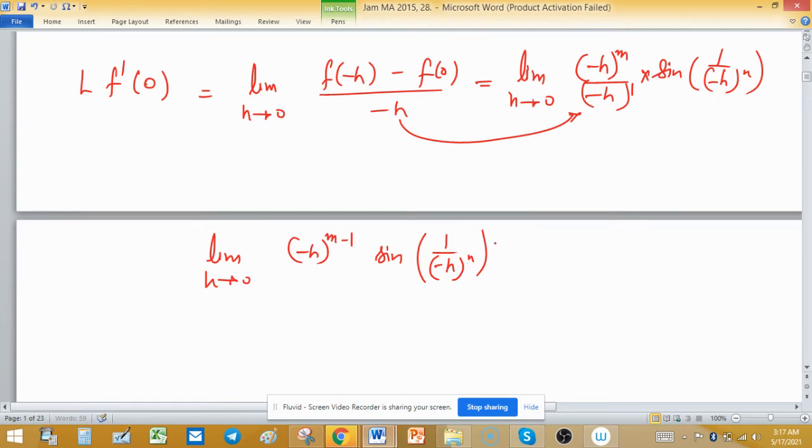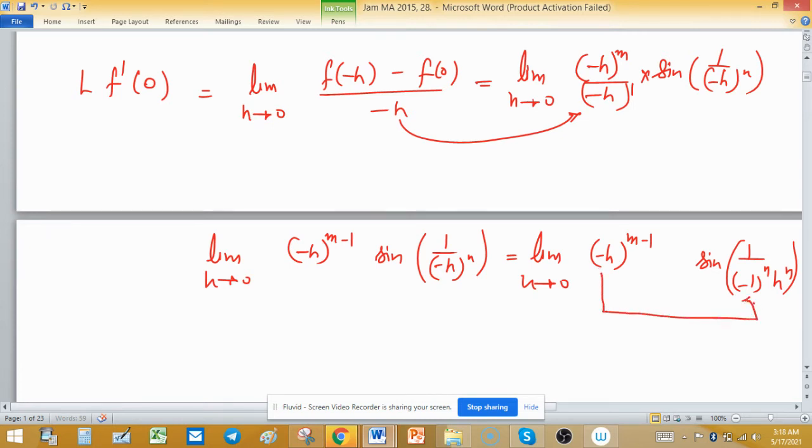And this one can be written as limit h tends to 0 of (-h)^(m-1) sin(1/((-1)^n h^n)). I took minus 1 as common, separate from h, so it will help you make the condition over m and n, because minus is appearing here also, so you can take it outside.